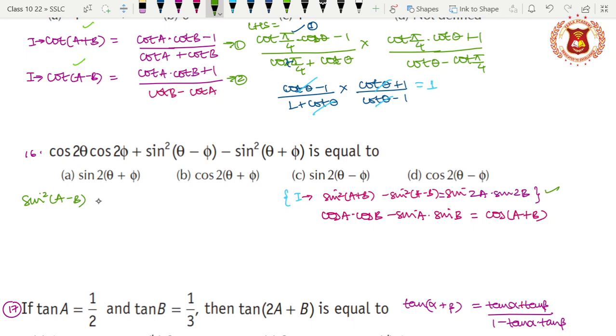Okay, sin square (a minus b) minus sin square (a plus b) is equal to minus sin 2a into sin 2b, because I multiplied minus on both sides here. Minus sin 2a into sin 2b, right? Now here a is theta and b is phi. Let us substitute the values here.